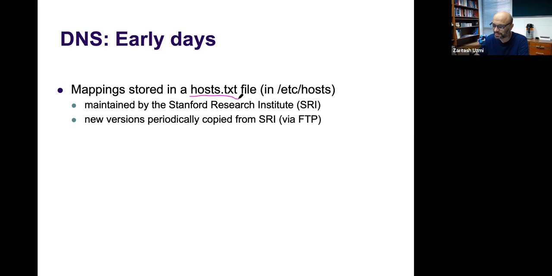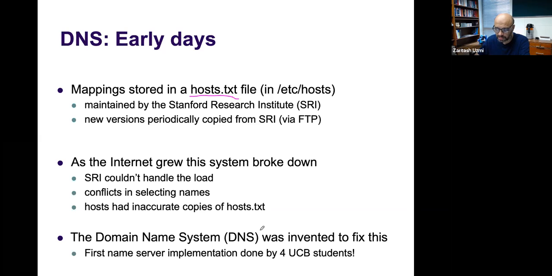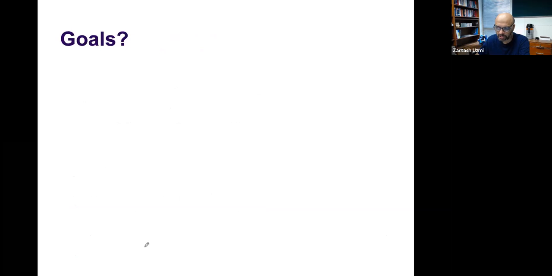In the early days, we talked about how a single file would list all of these. Obviously, this is not scalable for the internet scale, the kind of scale that we see on the internet, billions of devices. It's not possible to list all those in a single file. So the DNS system was developed as a distributed system by 4 Berkeley students to solve this issue of the growing number of hosts on the internet.